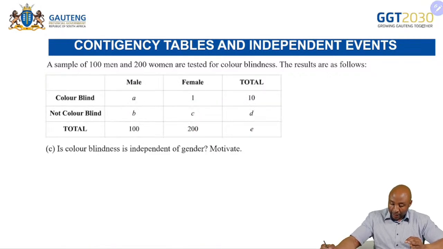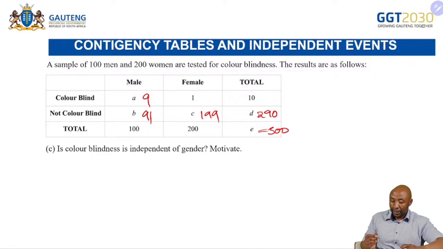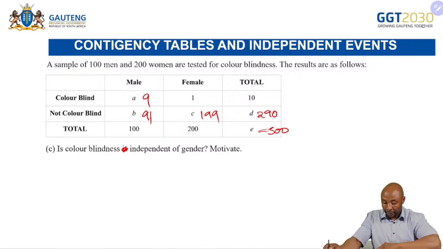Is colorblindness independent of gender? We have to motivate our answer. We have found out that this is 300, this is 290, this is 199, and this is 9, this was 91, like that. Is colorblindness independent of gender? We need to motivate our answer. We have done parts of the solution.